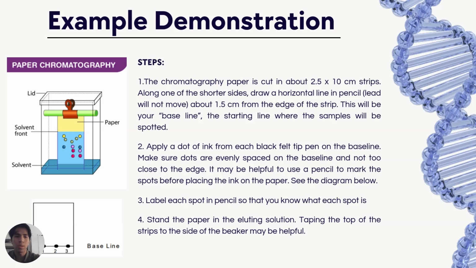Then step number two is to apply a dot of ink from each black felt-tip pen on the baseline. Make sure dots are evenly spaced on the baseline and not too close to the edge. It may be helpful to use a pencil to mark the spot before placing the ink on the paper. See diagram below. Step number three is to label each spot in pencil so that you know what each spot is. The last step is to stand the paper in the eluting solution; tapping the top of the strip to the side of the beaker may be helpful.